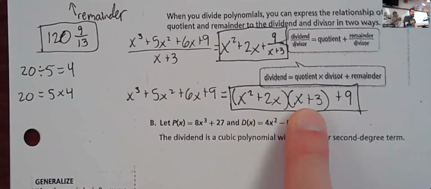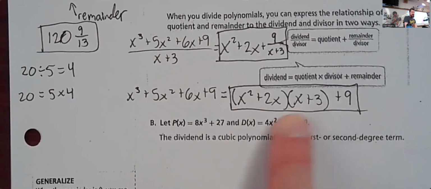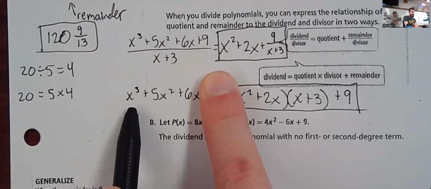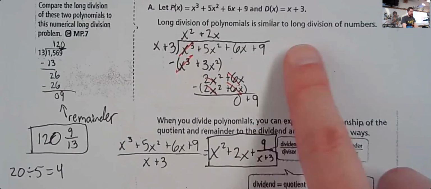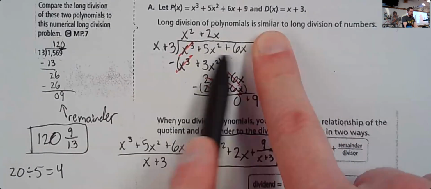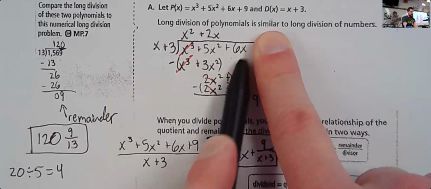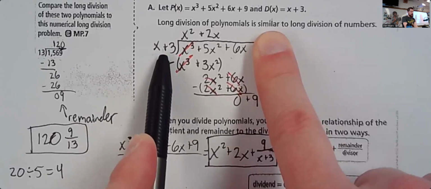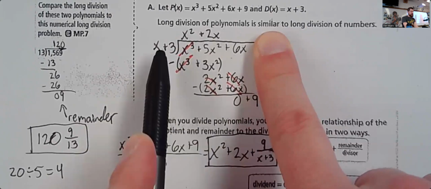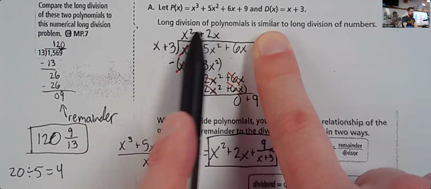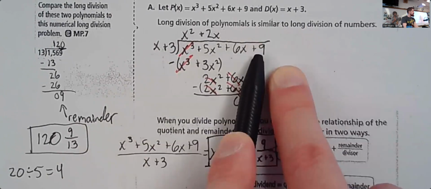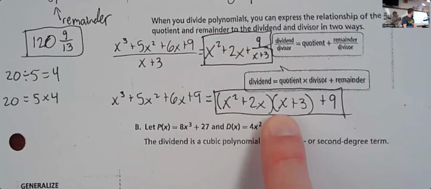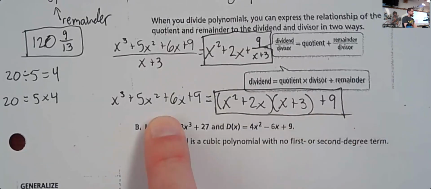Because if you multiply those two together, you're going to get everything up until here: x cubed plus 5x squared plus 6x. And you can kind of see that up here because our remainder was 9. So everything from here to here, the dividend and the divisor, divided to equal x squared plus 2x. So those two things multiplied together, x plus 3 times x squared plus 2x, will equal this part of the dividend with an addition of 9 as a remainder. So if you multiply those two together, adding on the remainder of 9, that's the same thing as the original if you multiply those out.